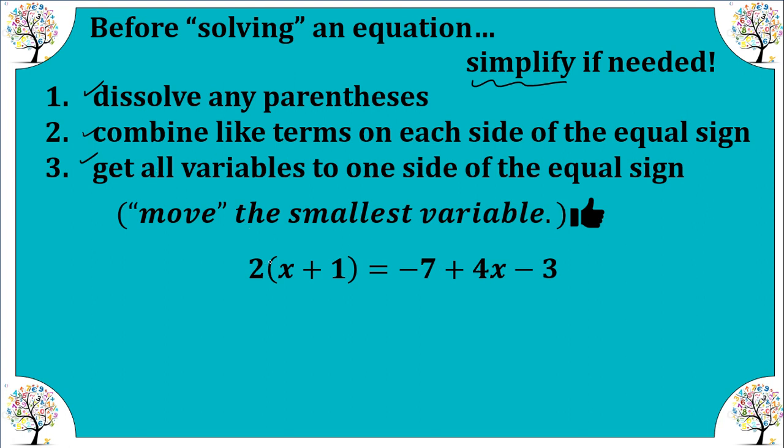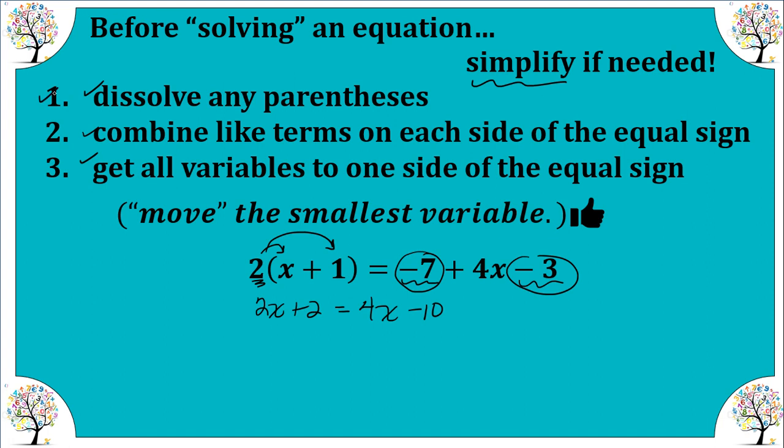So I notice we have parentheses. So we have to use the distributive property, which just says to multiply the coefficient of 2 times everything in the parentheses. So 2 times x is 2x. 2 times positive 1 is positive 2. On this side of the equation, I notice that I have two constants, so we can put negative 7 and negative 3 together. So we have a 4x, and this is minus 10.